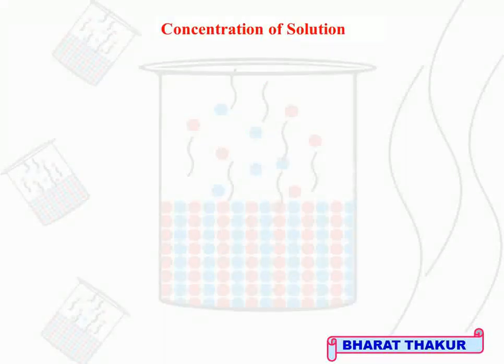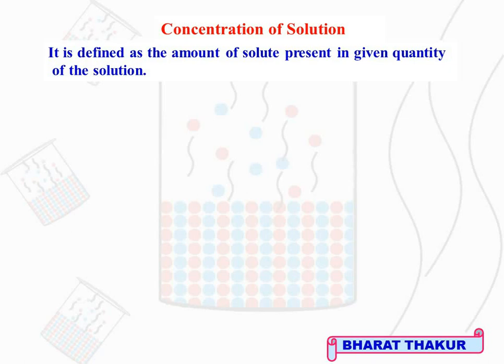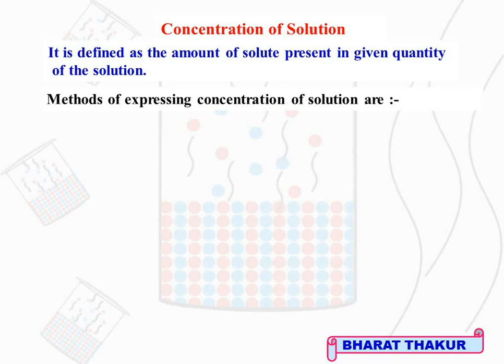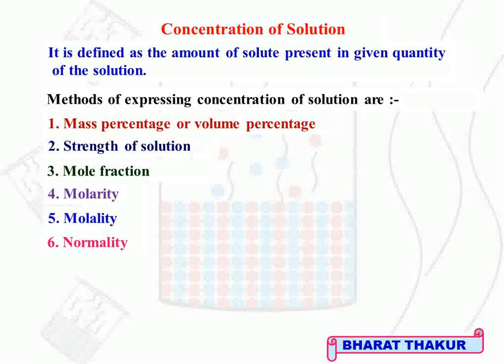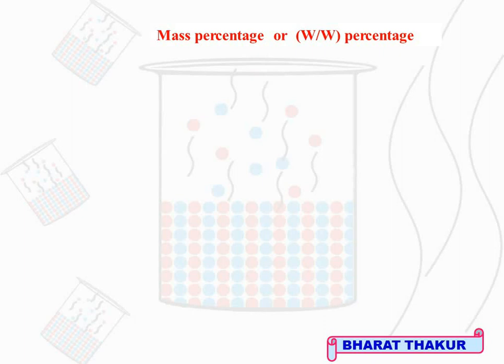Now, the concentration of solution. It means the amount of solute present in a given quantity of solution. Methods to express concentration of solutions are mass percentage or volume percentage, strength of solution, mole fraction, molarity, and normality. In this chapter, three points are more important: first is mole fraction, second is molarity, and third one is normality. These three are more important for us to do the numericals of this chapter, but we will study all one by one. So the mass percentage is also called weight by weight percentage or mass by mass percentage.